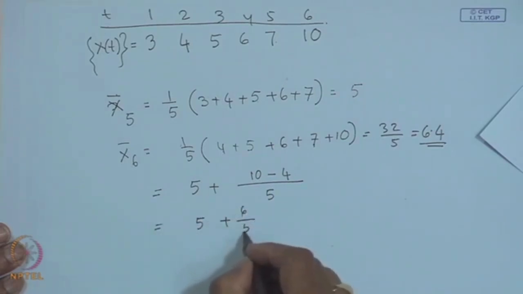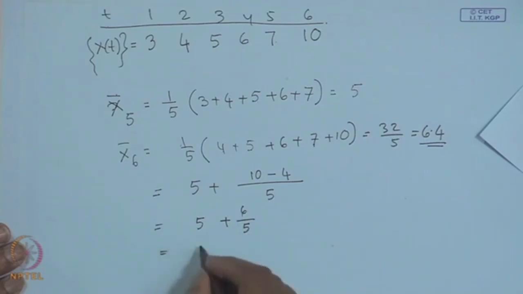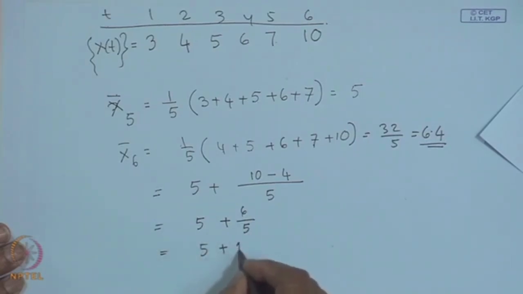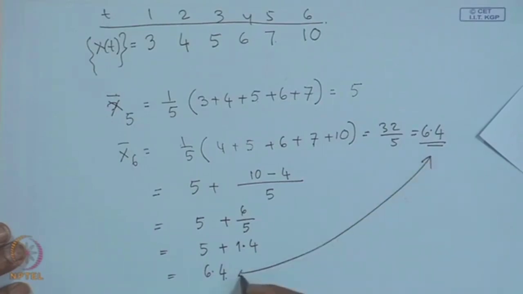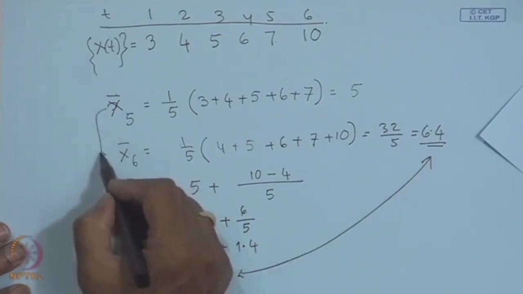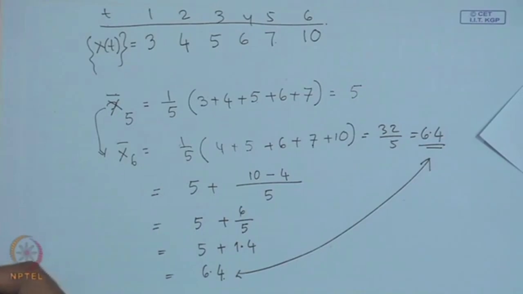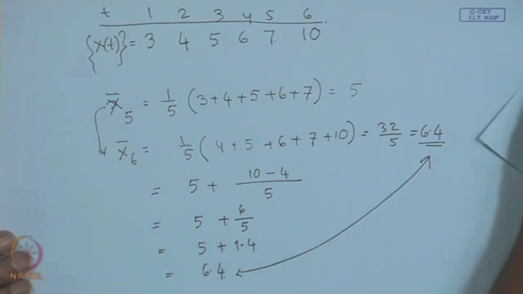6 by 5, which is equal to 5 plus 1.4, which is 6.4. So, this is matching. Now, we have seen that the average is being moved by one time period, that is why the name moving average.